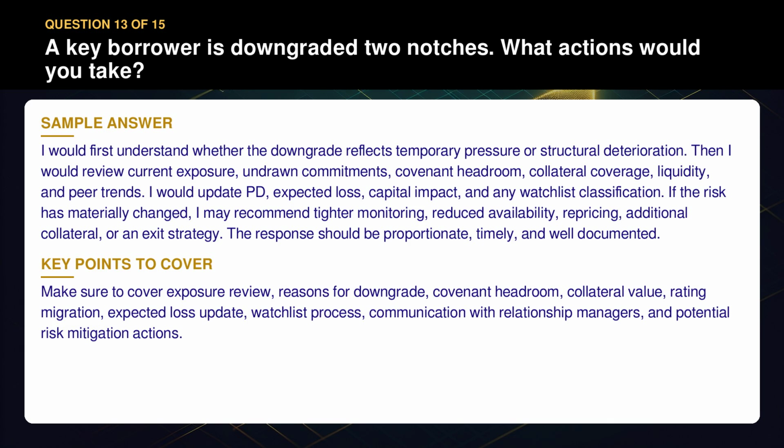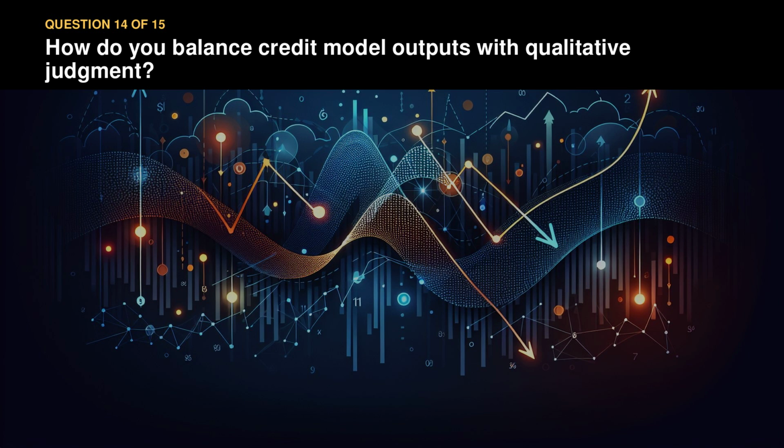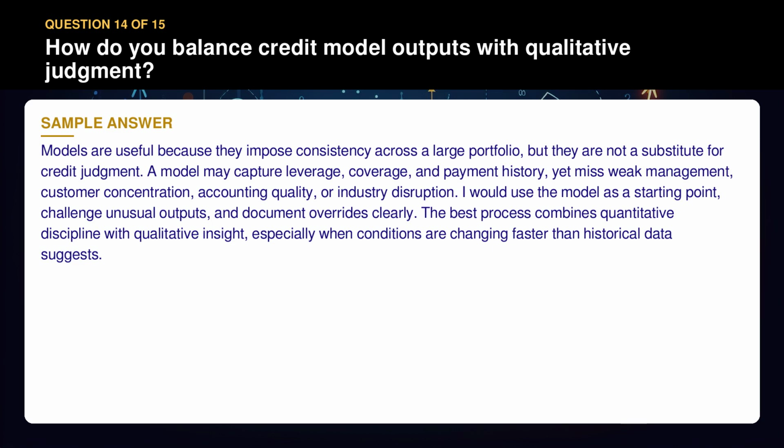Make sure to cover exposure review, reasons for downgrade, covenant headroom, collateral value, rating migration, expected loss update, watchlist process, communication with relationship managers, and potential risk mitigation actions. Question 14. How do you balance credit model outputs with qualitative judgment? Models are useful because they impose consistency across a large portfolio, but they are not a substitute for credit judgment.